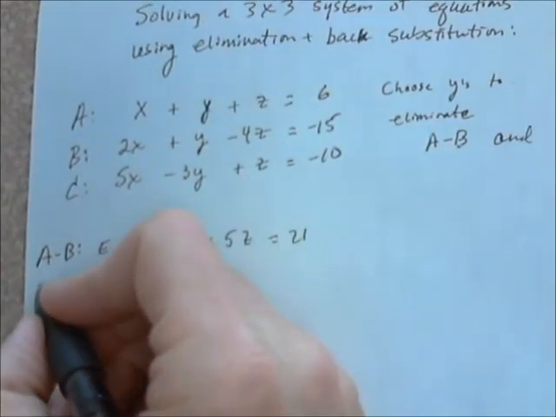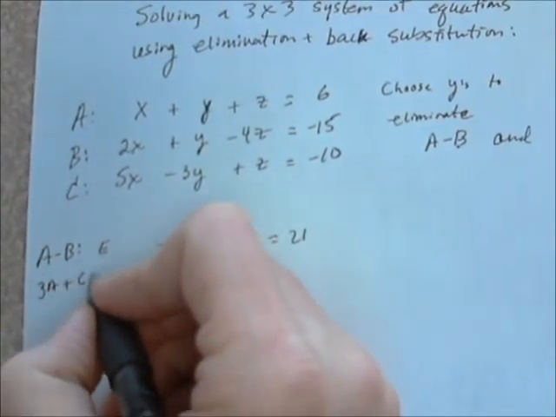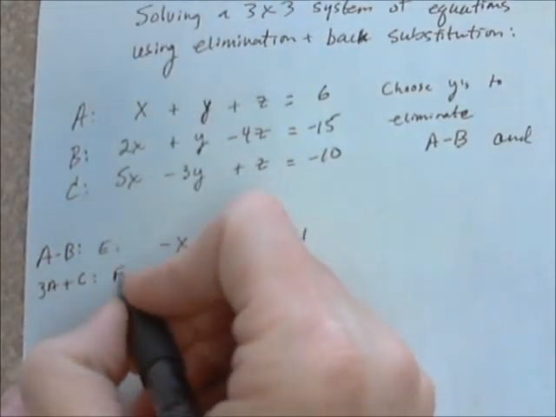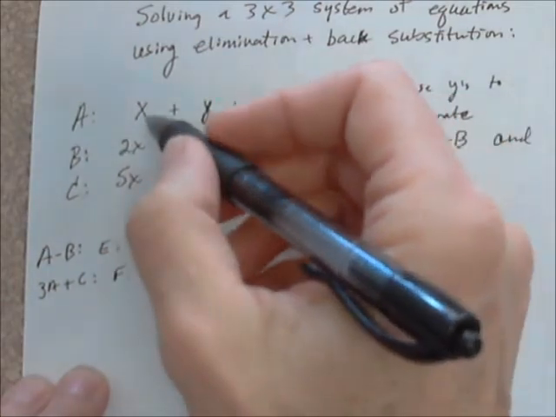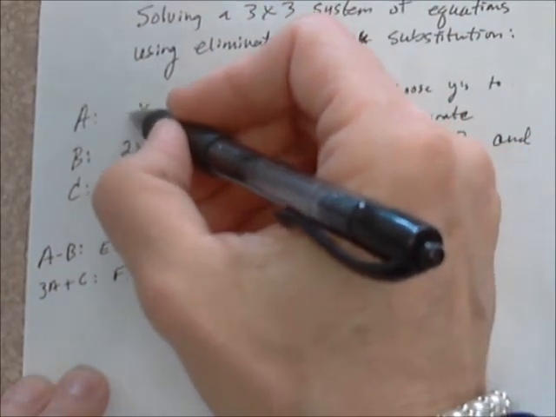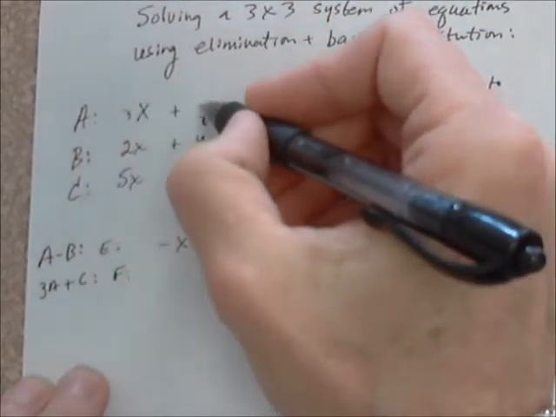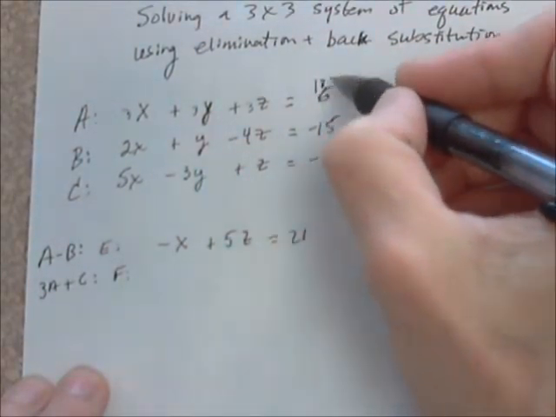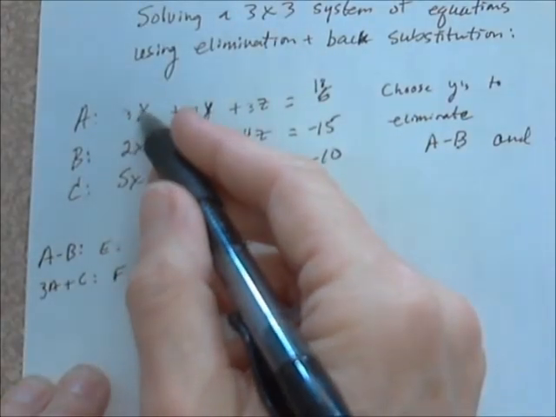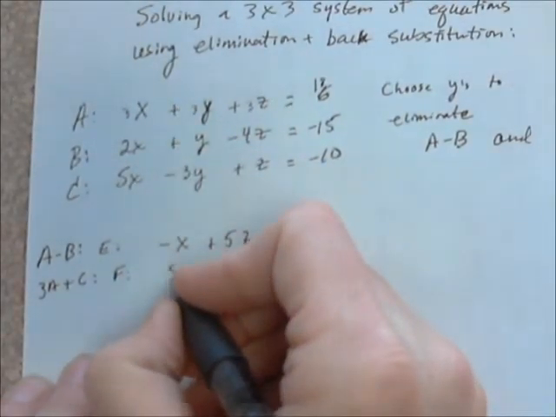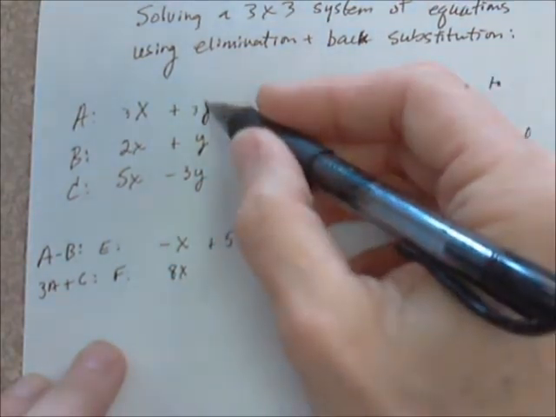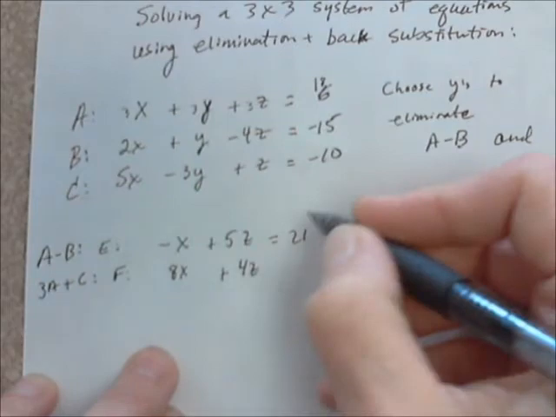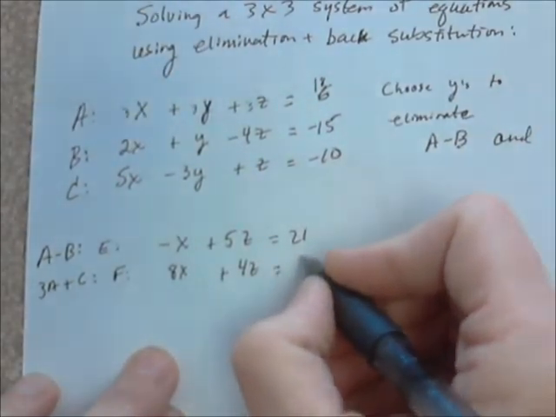And then we have 3A plus C, and I guess I'll just call it F for lack of a better name. And 3A, I'll just go up to this A equation. I'll just lightly write in a 3 when I multiply everything. So 6 times 3 is 18 here. And when I add these together, I'm going to get 3x plus 5x, which is 8x. The 3y's will go away. 3z plus z is 4z, and 18 plus negative 10 is 8.